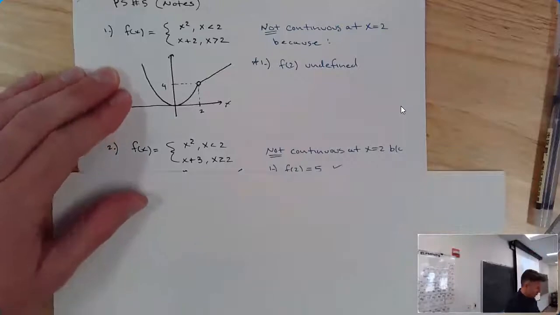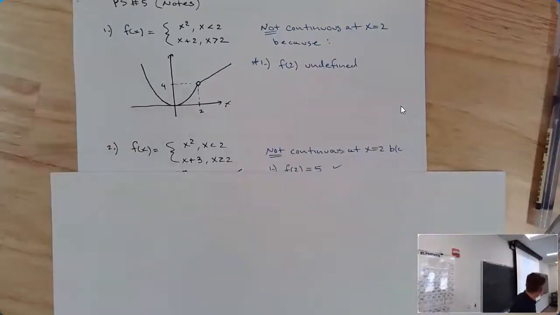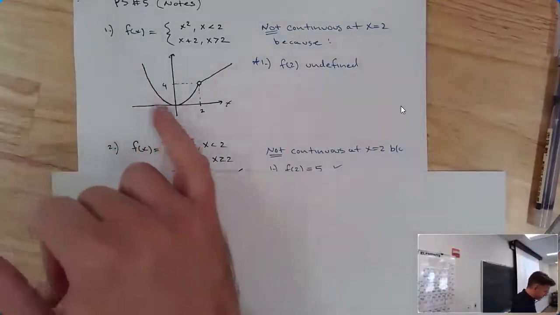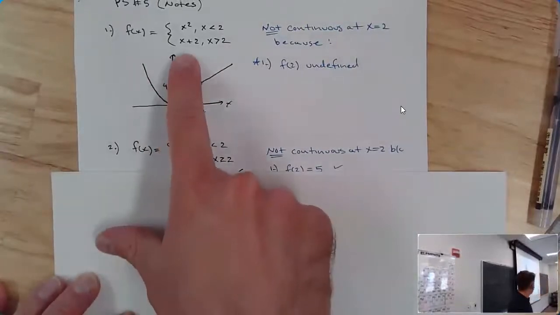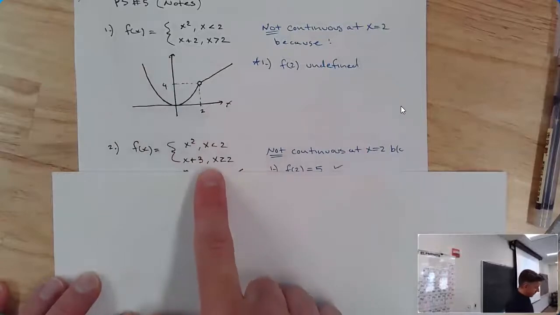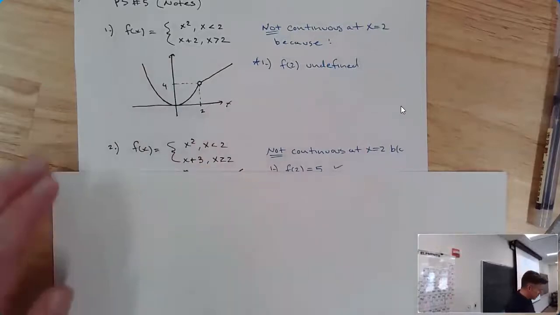Here's a new piecewise function. F of x equals x squared when x is less than 2. So still the same left piece. And now the right piece is going to be x plus 3, so a little higher than x plus 2. But we are going to define it for x being greater than or equal to 2. Well, let's see what that looks like.